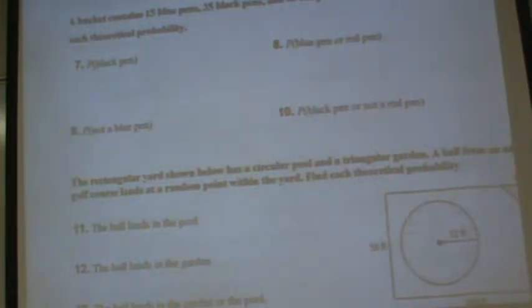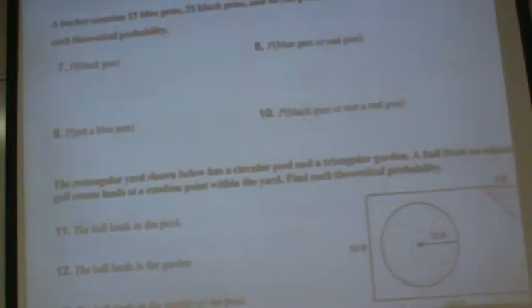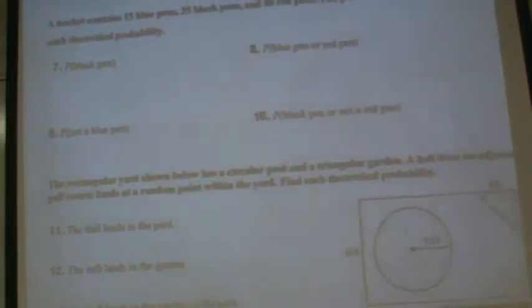The next set is also theoretical probability. We're given a bucket that contains 15 blue pens, 35 black pens, and 40 red pens. We're picking one pen out at random, and we need to find the theoretical probability. So what I would do first is find our total number of pens. So we have 15 plus the 35 plus the 40. So in all, we have 90 pens total.